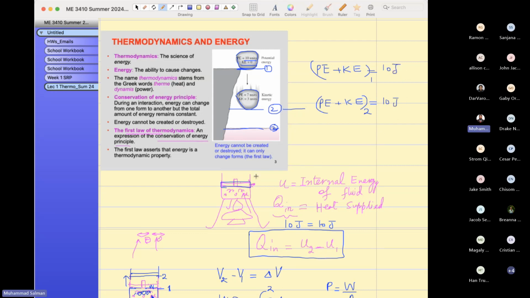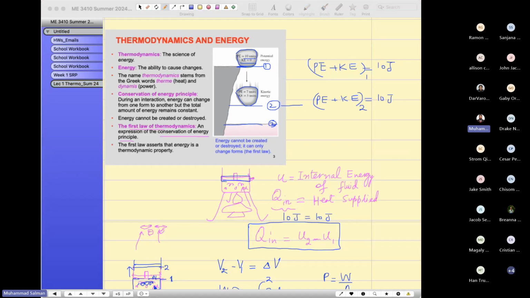Do you understand the concept? If you understood the concept of the first law, please type yes in the chat box, and then I will move to the next concept. Seth says yes, Macy yes, Jack says that's good. Okay, that's good. Thank you.